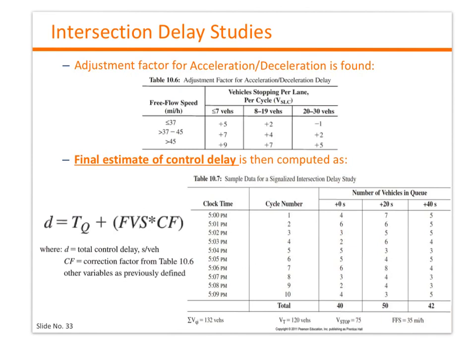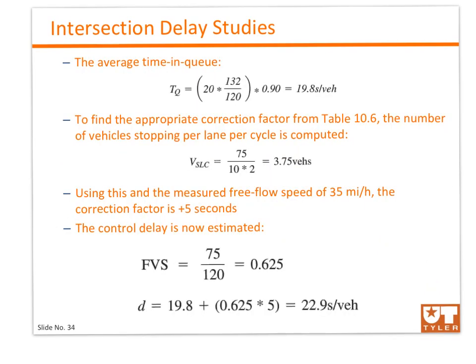So once I finish all these numbers, VQI, VT, VStop, and FFS, I'll be able to go to table 10.6, get the correction factor, which is CF, and calculate FVS from the previous slide, plus the TQ in order to get the delay. And that's what we see here. So how can we get TQ?